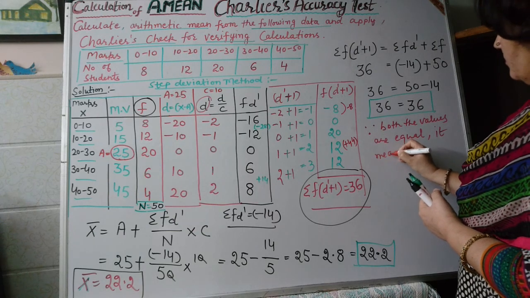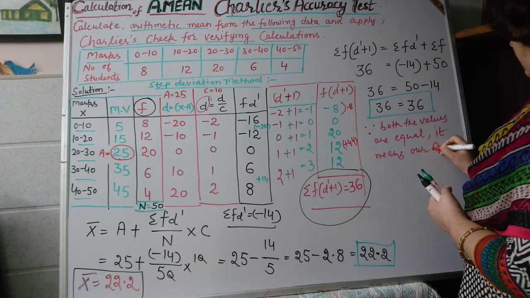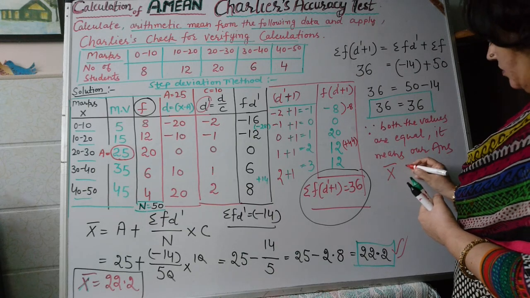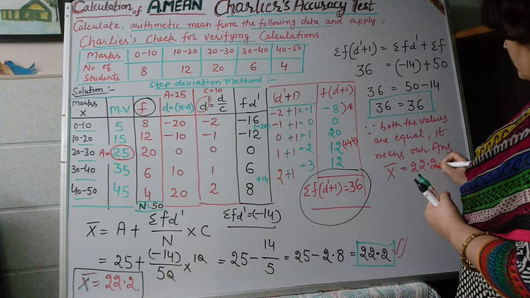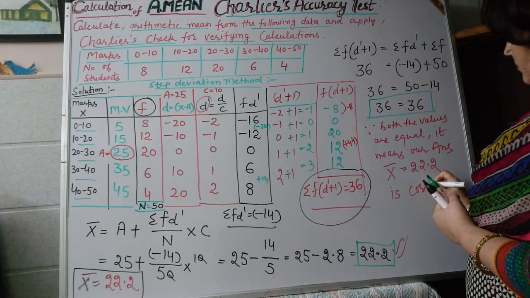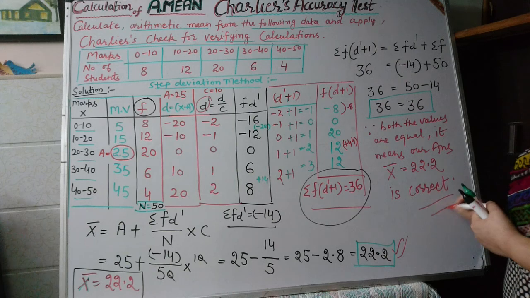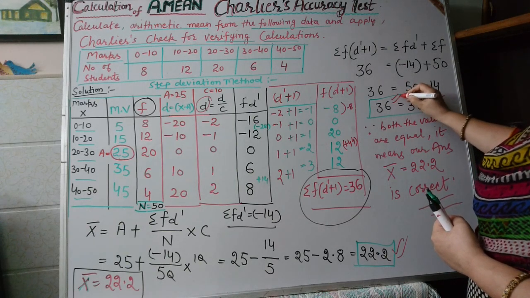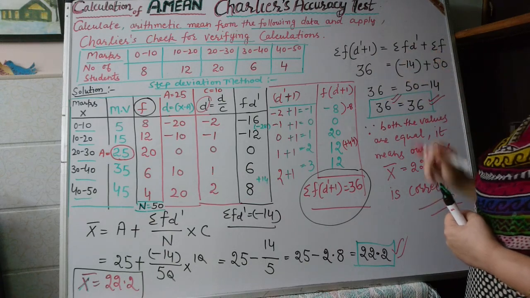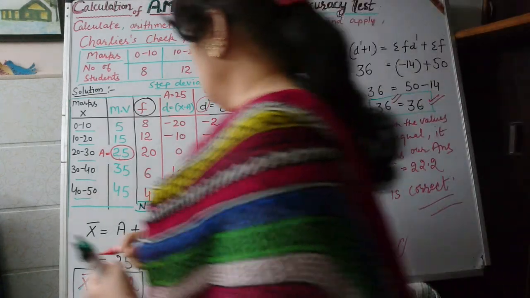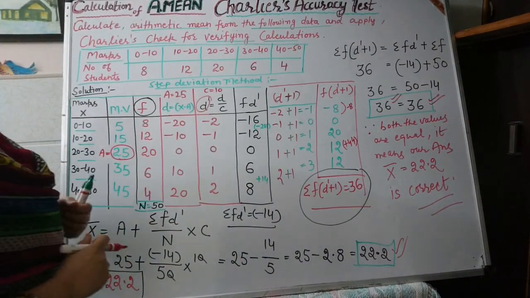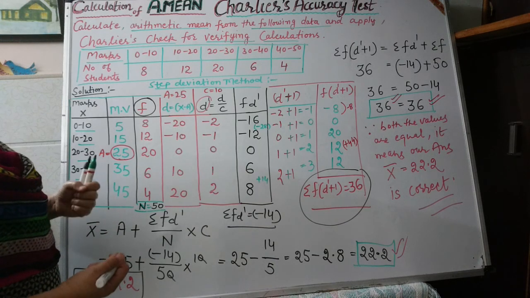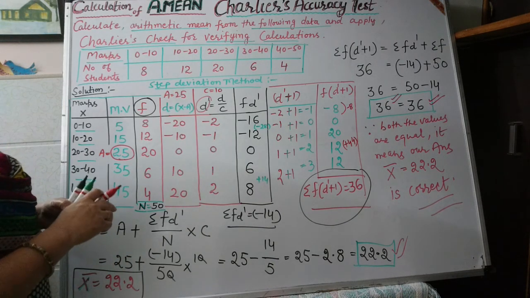It means our answer, which is 22.2, it means arithmetic mean x bar is equal to 22.2 is correct according to Charlier accuracy test. We have verified our answer because both the sides, left hand side and right hand side, are equal. So in this way we can check our assignments, we can check our sum, either the values are correct or not.